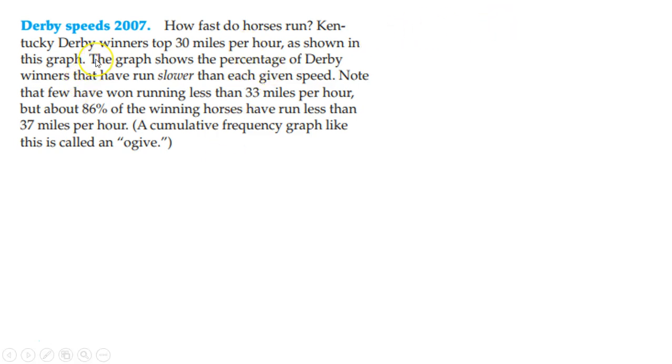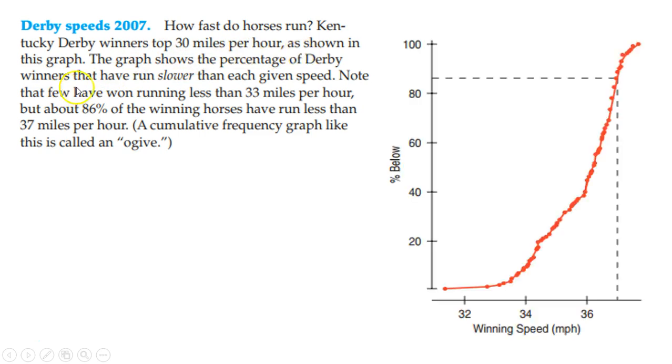Kentucky Derby. And by the way, before I continue, remember, if I'm moving too fast, pause the video, write the problems down, or at least a summary of the problems, and then try them out before I give you the answer. So the Kentucky Derby winners top 30 miles per hour, as shown in this graph.